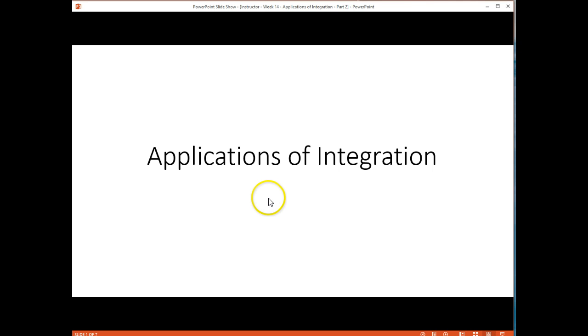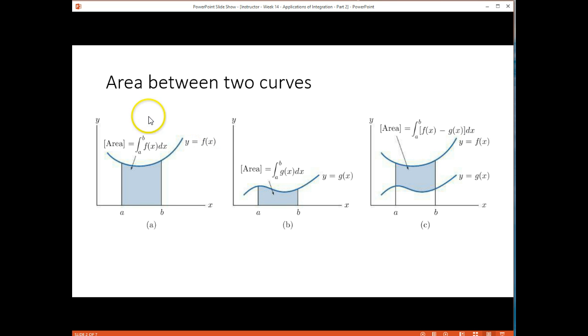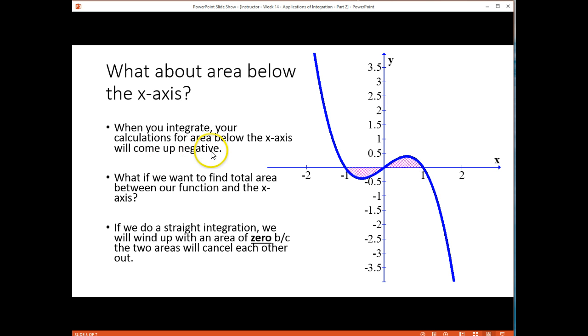This is our second part of the application of integration. You remember in our previous video we talked about the area between two curves. We looked at the upper curve and the lower curve, and we said we could subtract the area between the curves. We also talked about the area below a curve and up to the x-axis, so between the x-axis and the curve. The question becomes what about the area below the x-axis?